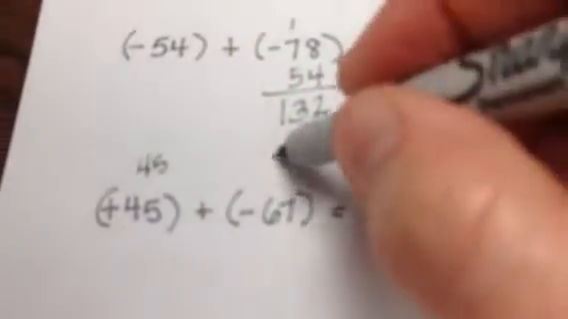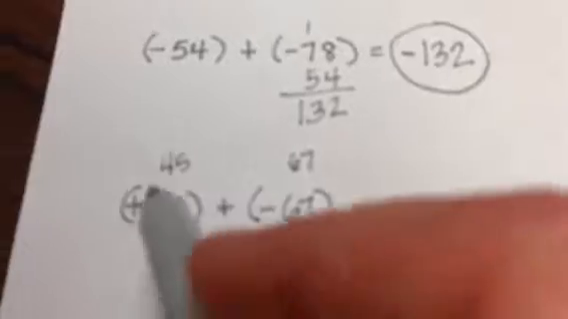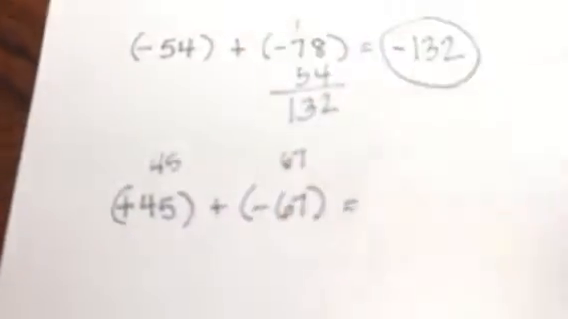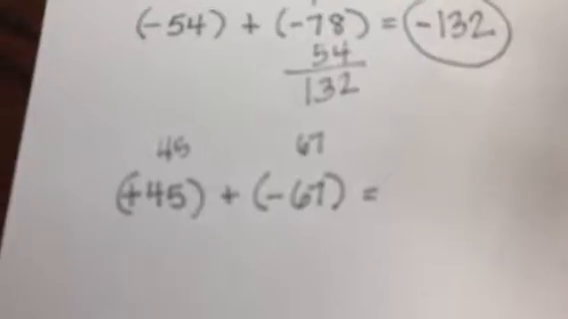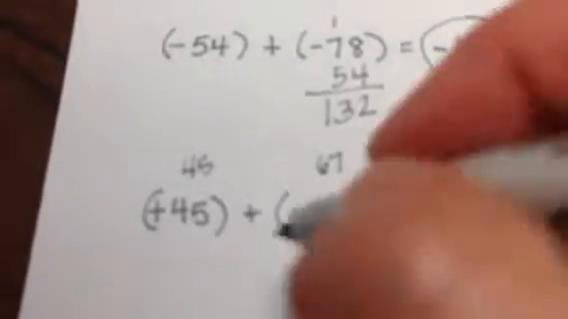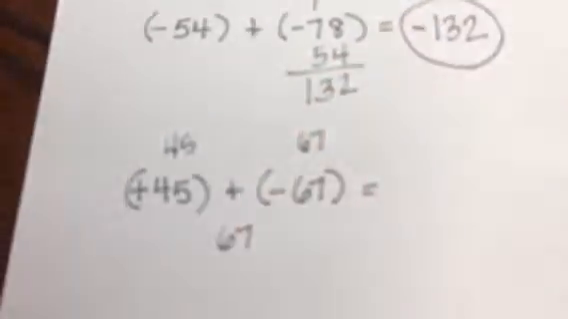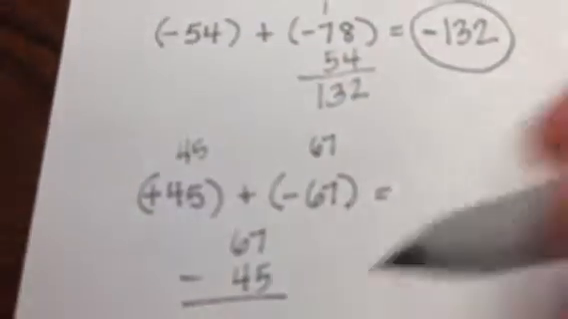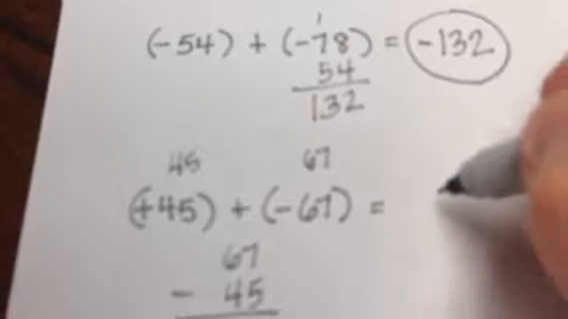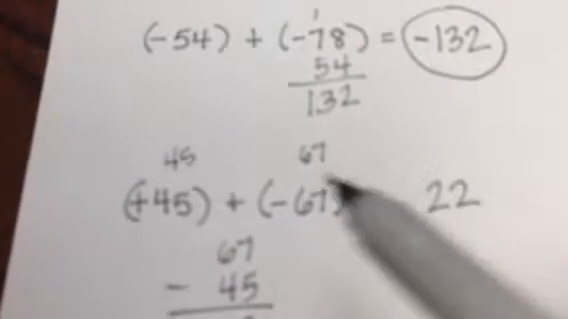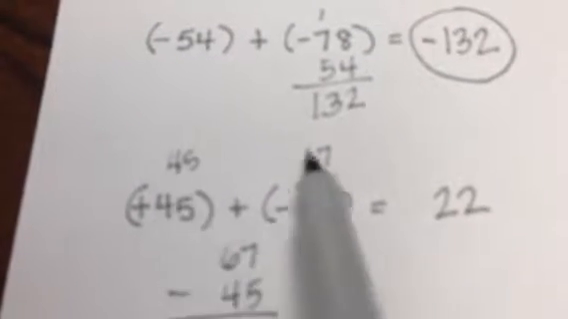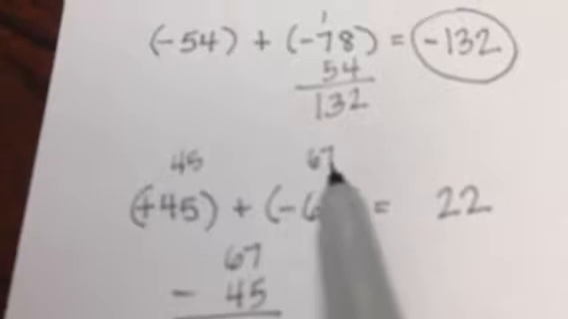So the absolute value is 45. This absolute value is 67. I'm going to take 67 and take 45 away from it, because that's the only way to do a subtraction. Have the largest number first and then the smaller number. So let's do that. Let's subtract. We get 22.